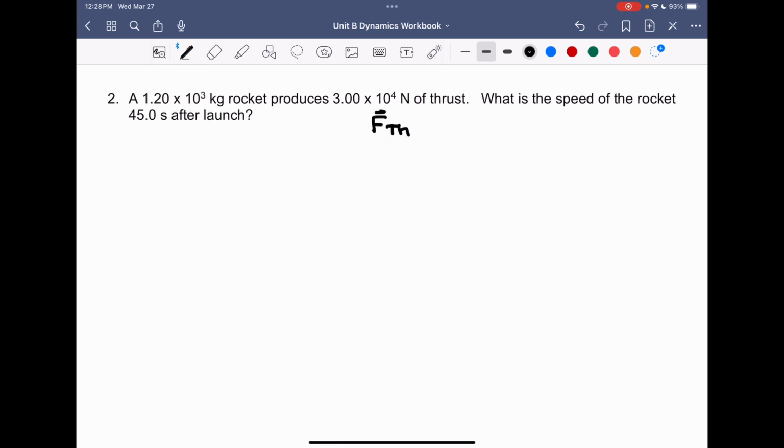And I highly recommend you arrow to this right away. If they give you thrust, we want to make sure we have this. Now, they also give us the mass, so I'm going to put m right above here. And they ask us, if there's a certain mass for a rocket and it has that amount of thrust in newtons, what is the speed of the rocket this amount of time after the launch?